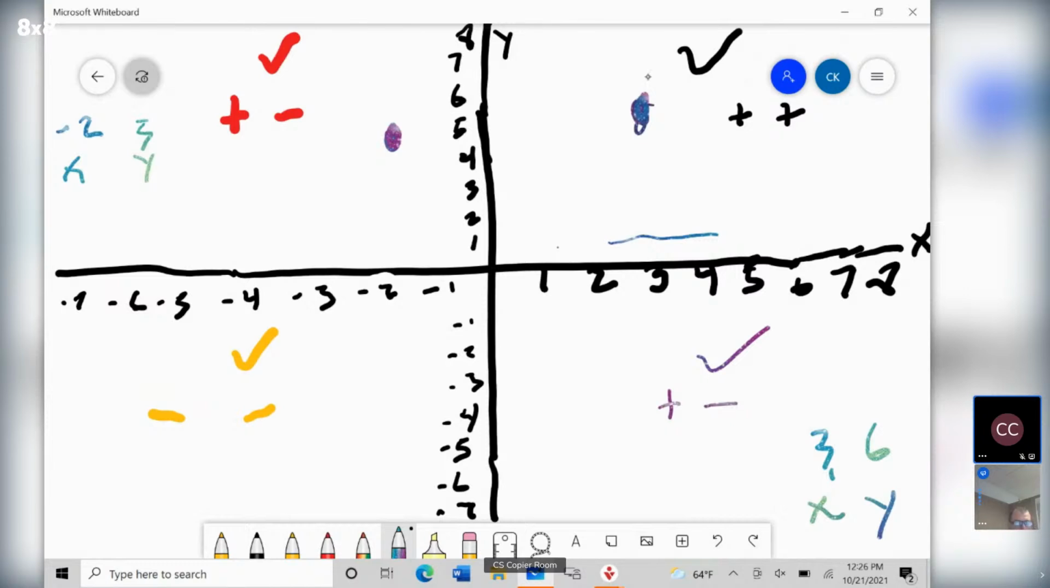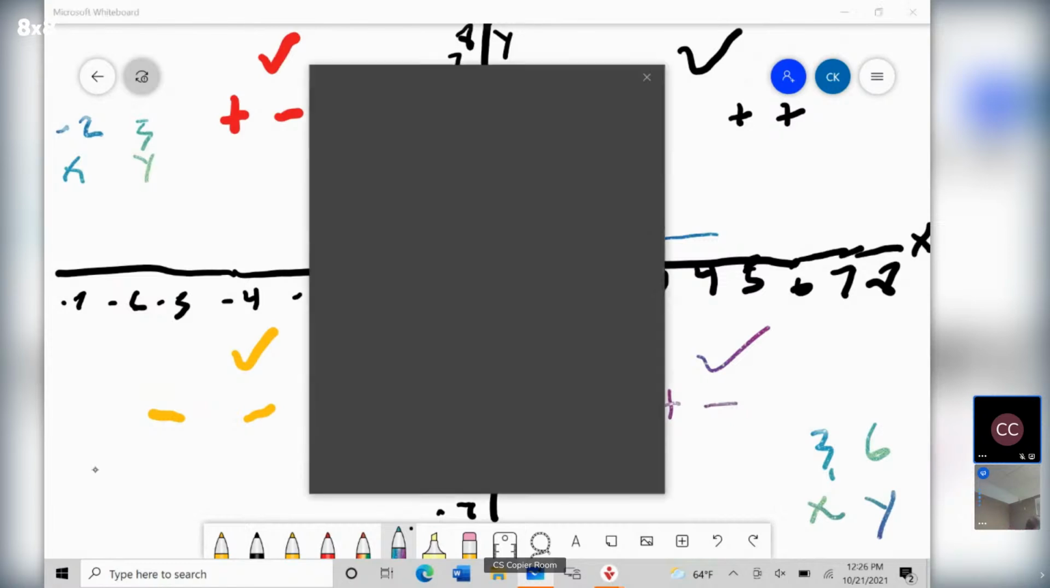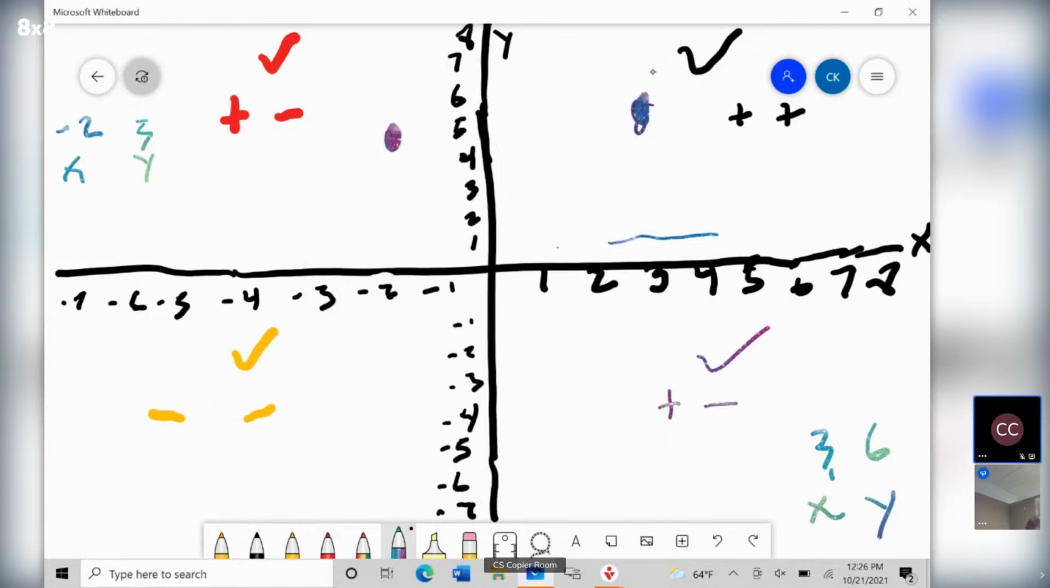Okay. Now in this bottom left one, you're going to have both negatives. So if I ask you to plot negative 2 and negative 4, remember, the first number is always the x, and the second number is always the y. So what I would do is go on the x-axis, find negative 2, and then come down negative 4, and that would be plotted right there. Okay, and in the bottom right one, x is going to be positive and y is going to be negative.